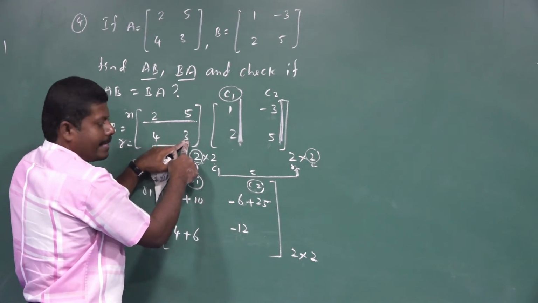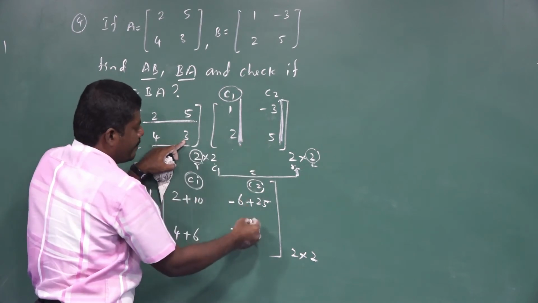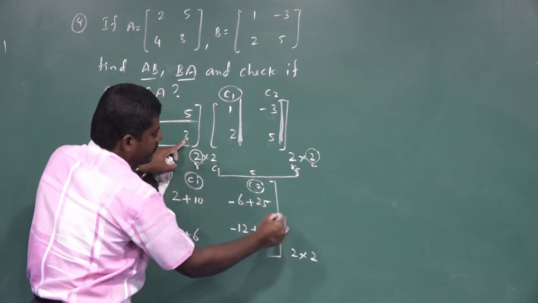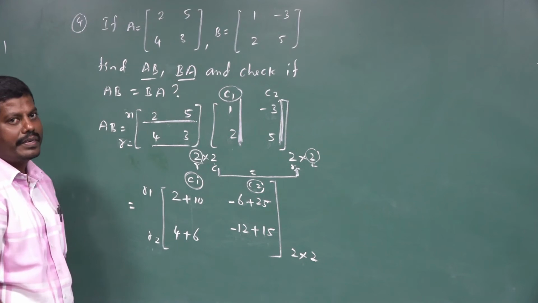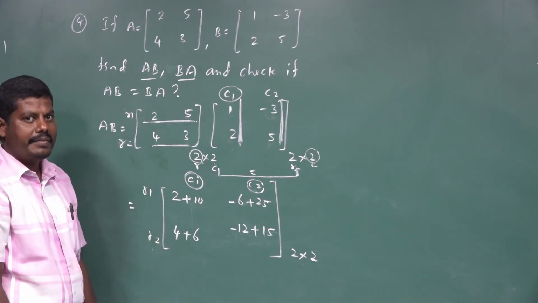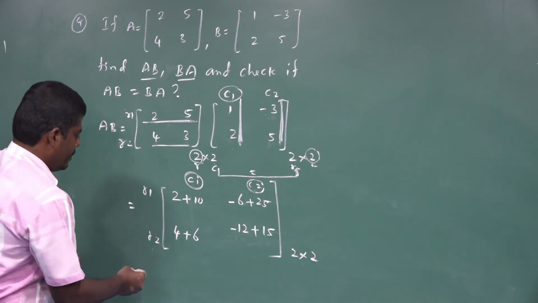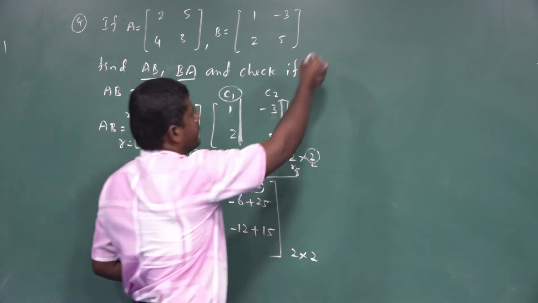Next you take the second element here. Here also you take the second element. So 3 multiplied by 5 is 15, plus 15. So both the columns are over. This is matrix multiplication. You understand? So now we can write the result.